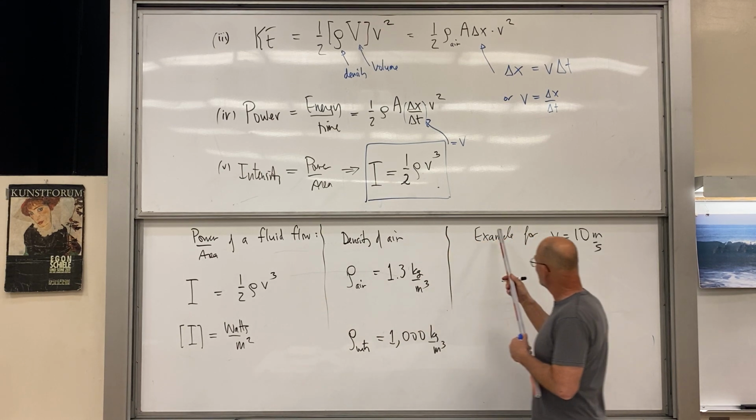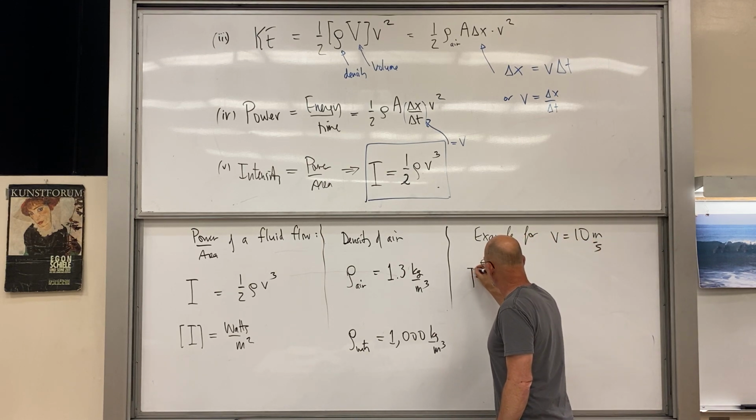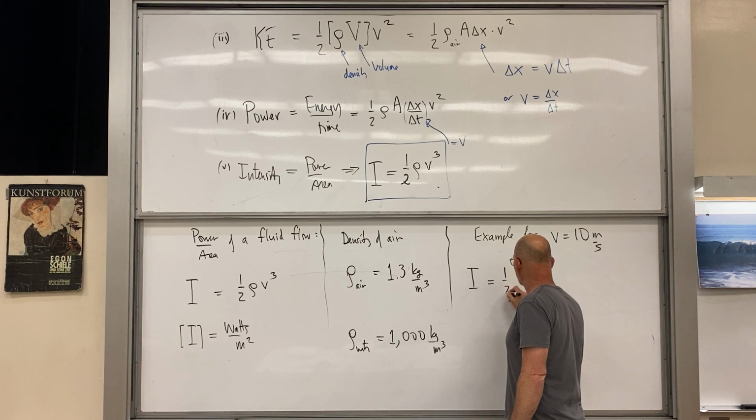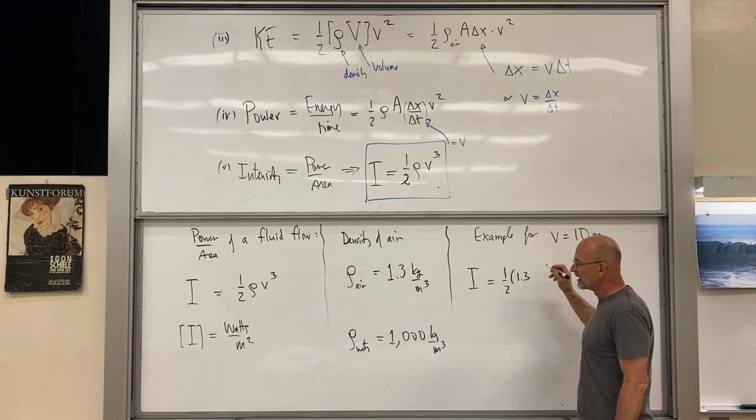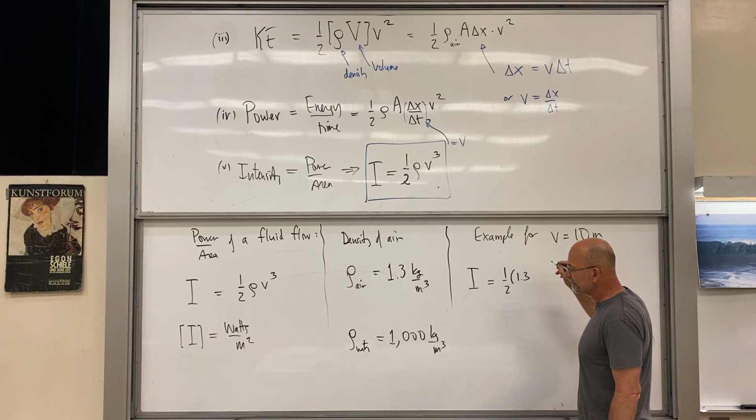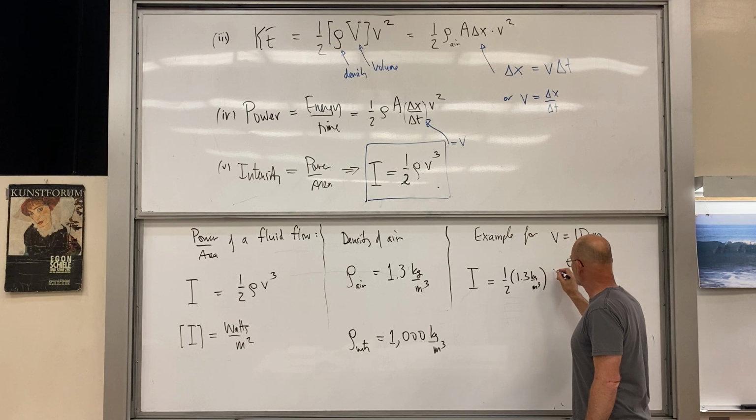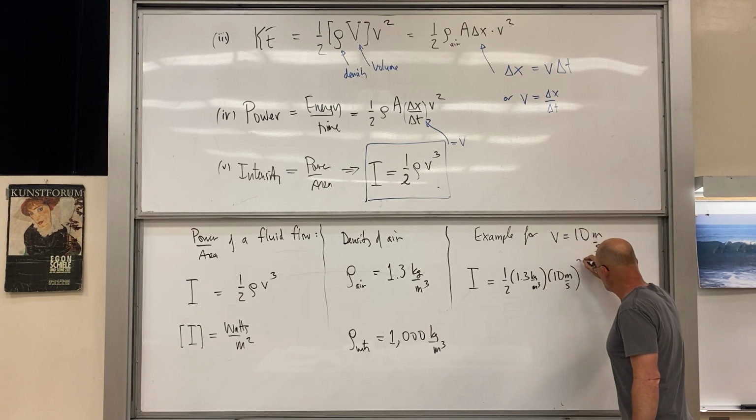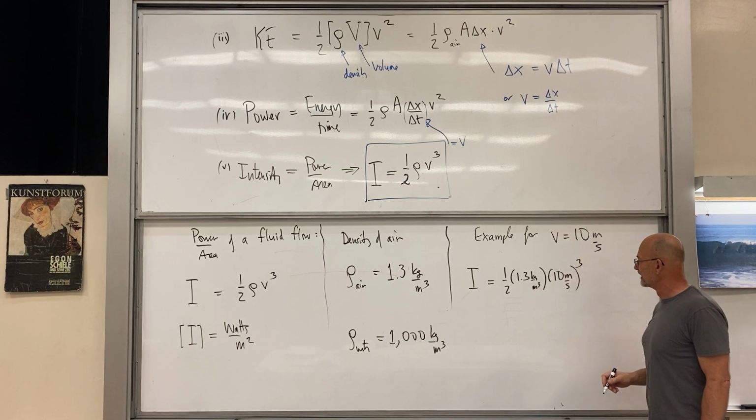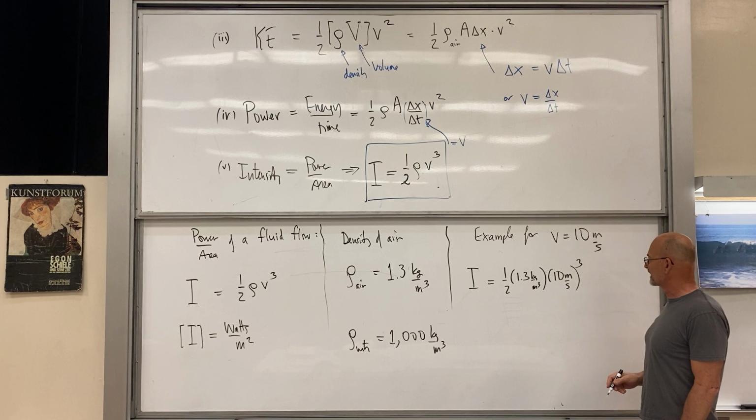So in my example, with 10 meters per second, I is equal to 1/2 times 1.3 kilograms per cubic meter, and then we're going to have 10 meters per second cubed. And we know that will be watts per square meter. Okay.